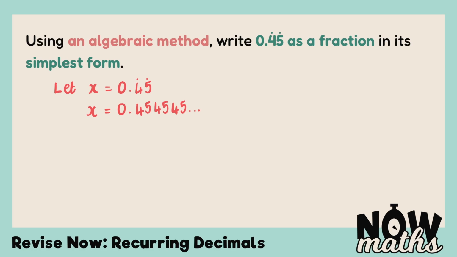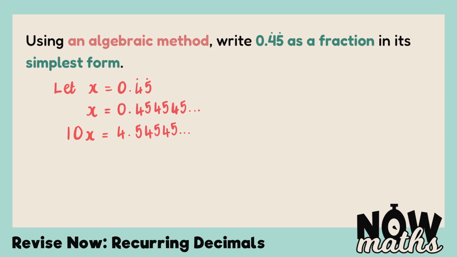Now we want to try and eliminate the decimal like last time. So let's try multiplying by 10 again. x multiplied by 10 is 10x. And multiplying the decimal by 10, everything shifts over to the left. So we end up with 4.5454 and so on. Now this time, if we take a look at these two decimals, if we were to subtract one from the other, the recurring part wouldn't cancel because the decimals don't look completely identical after the point.